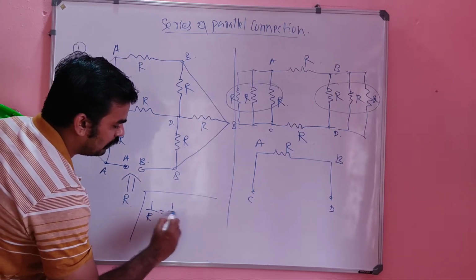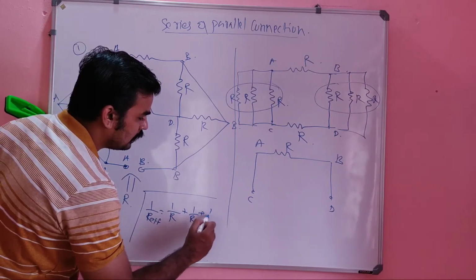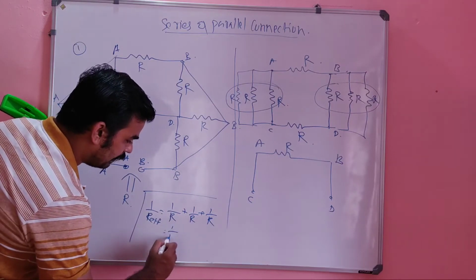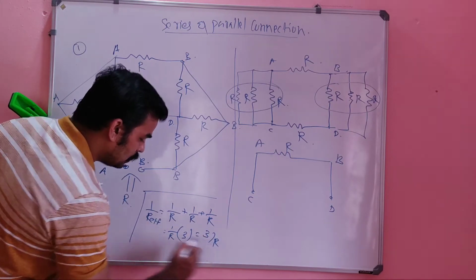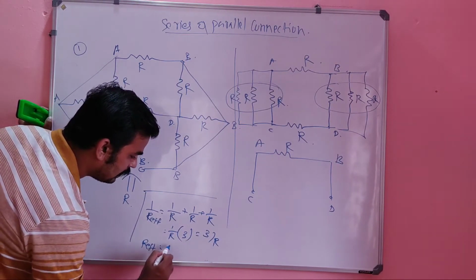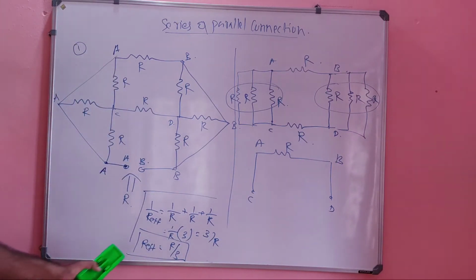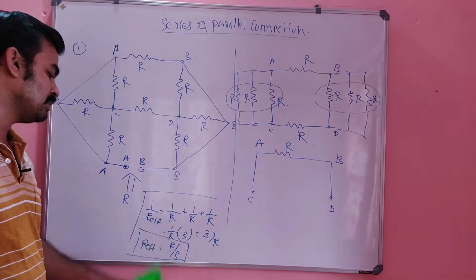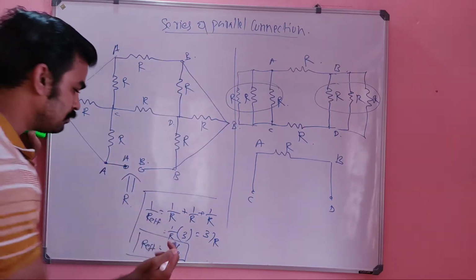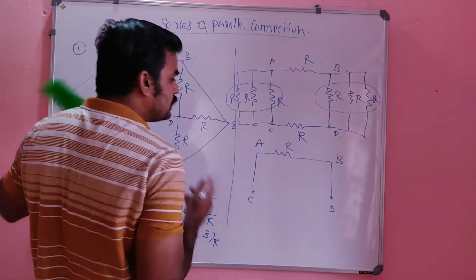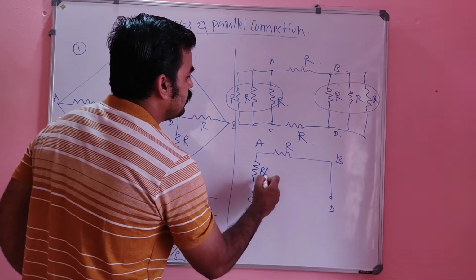1 by R effective is equal to 1 by R plus 1 by R plus 1 by R, which will be equal to 1 by R, I can take 3 outside. So it will be 3 by R, so that R effective will be R by 3. So for 3 resistances of equal value connected in parallel, the effective resistance will be the single resistance divided by how many times it is repeating. It is 3 times. So R by 3. So we can write here the equivalent resistance between this A and C as R by 3, right?